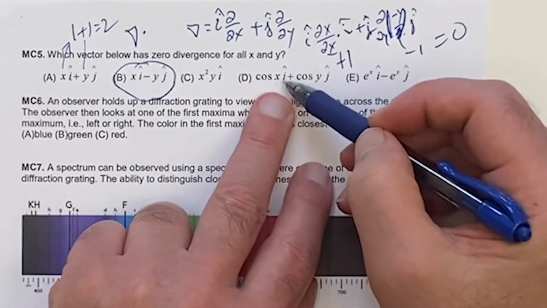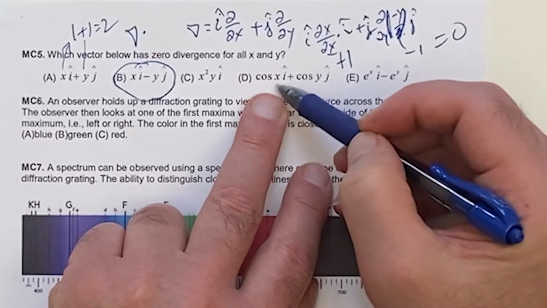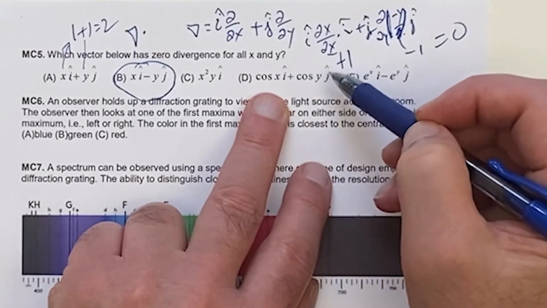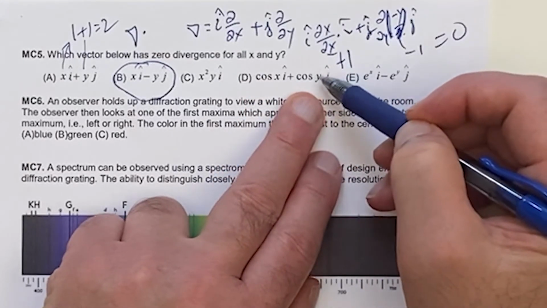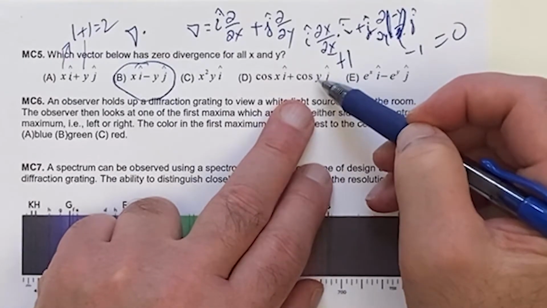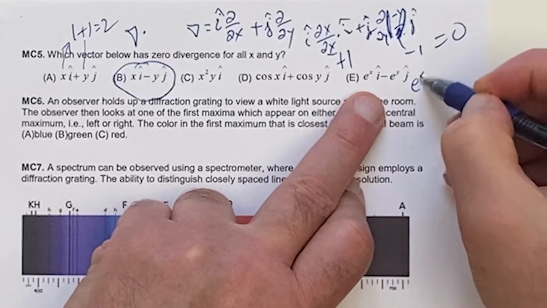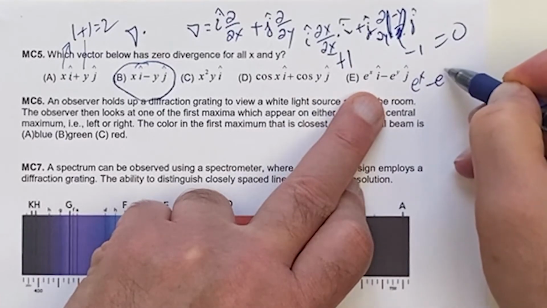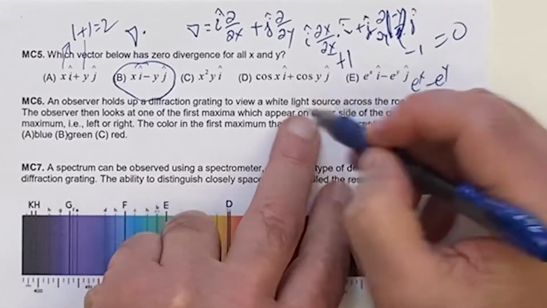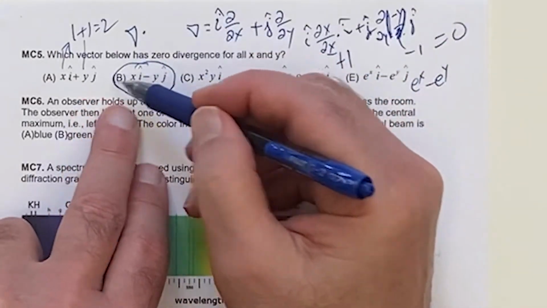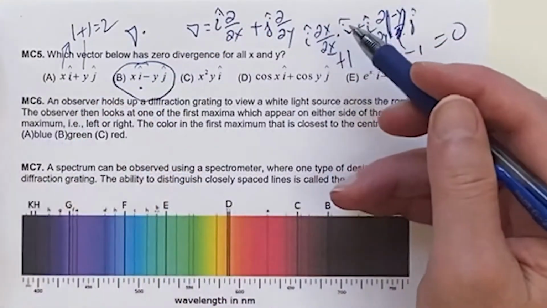Here you're gonna get minus the sine of x plus minus the sine of y. Here you're going to get e to the x minus e to the y, but you don't need to do all that. You'll be wasting time. As soon as you get the answer here, you're finished.